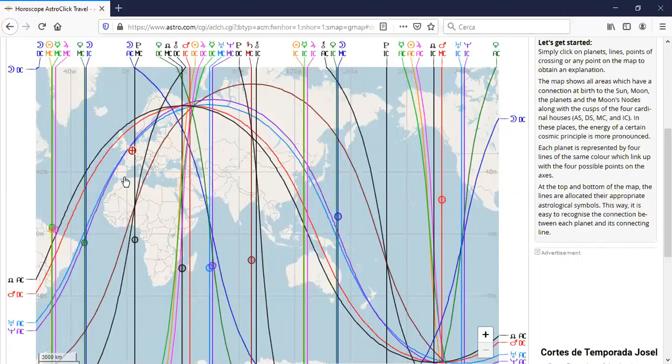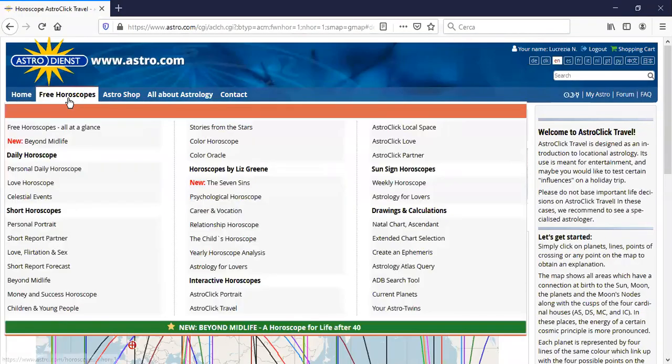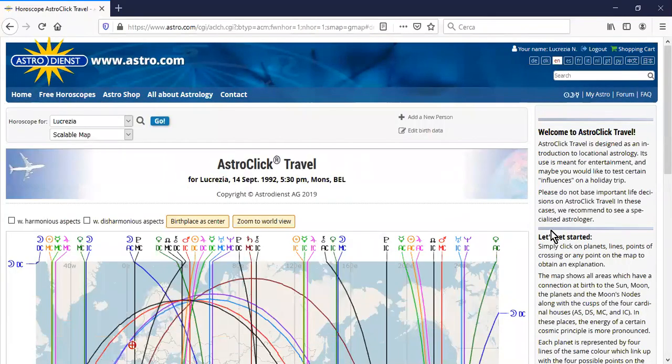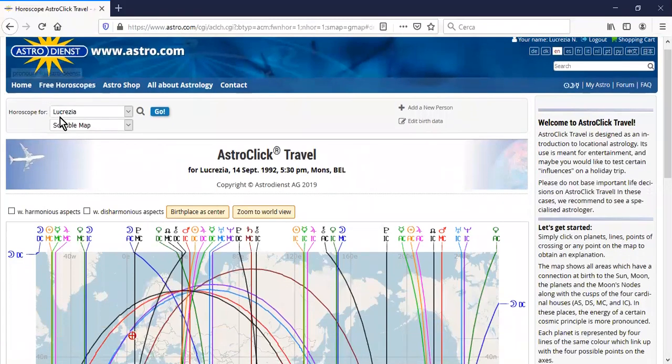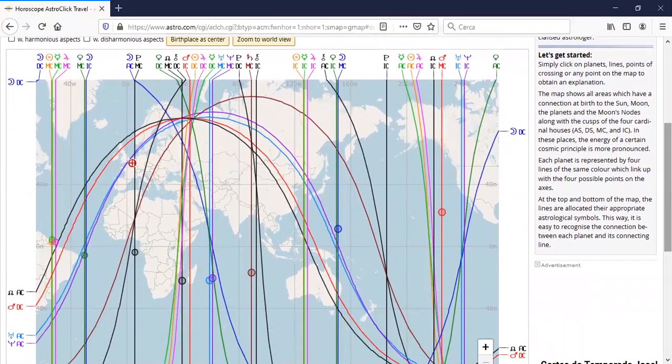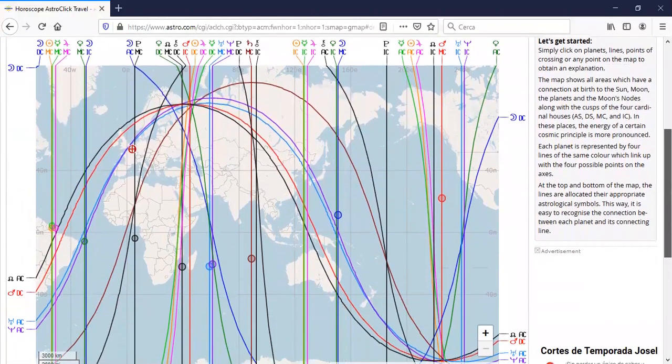So, first thing you need to do to get this map is to go on astro.com and select the free horoscopes tab. In the second column, you will see that you have AstroClick Travel at the bottom of it, and you simply click on it, and then you get this map. I'm already logged in with my credentials, so if you don't have an account, you will need to insert your birth time and date. And if you have an account, you just get this already prepared for your own chart.